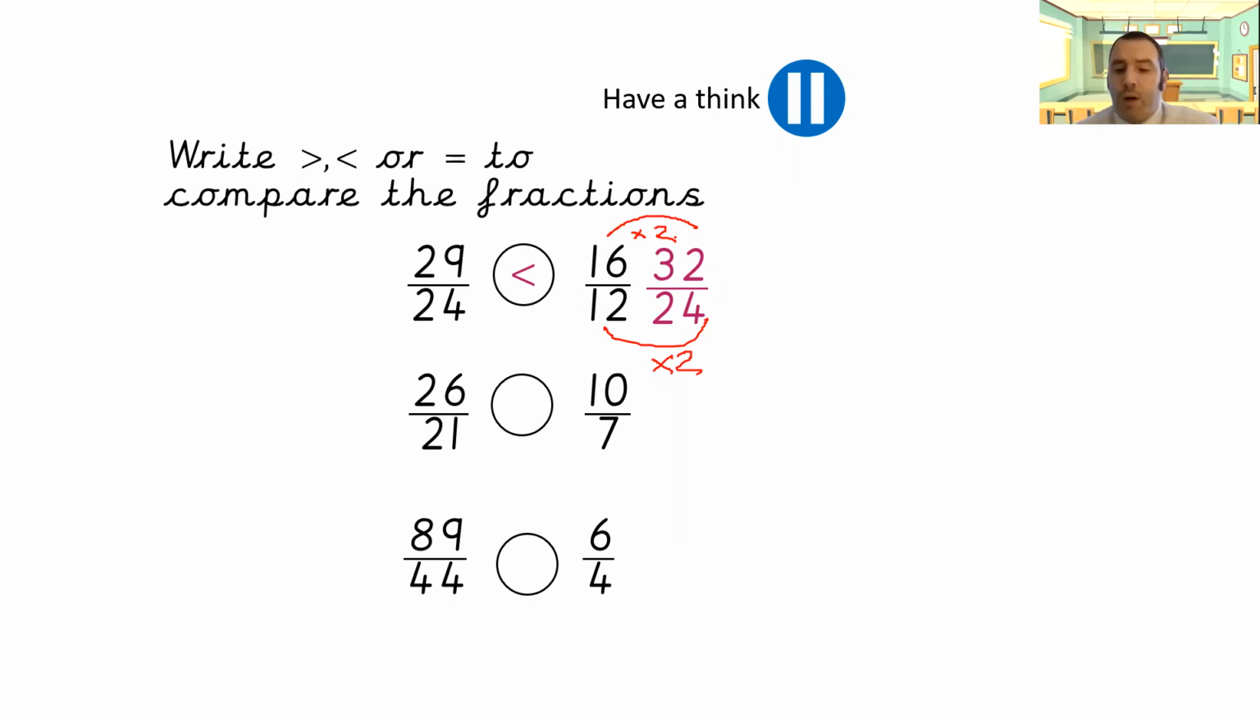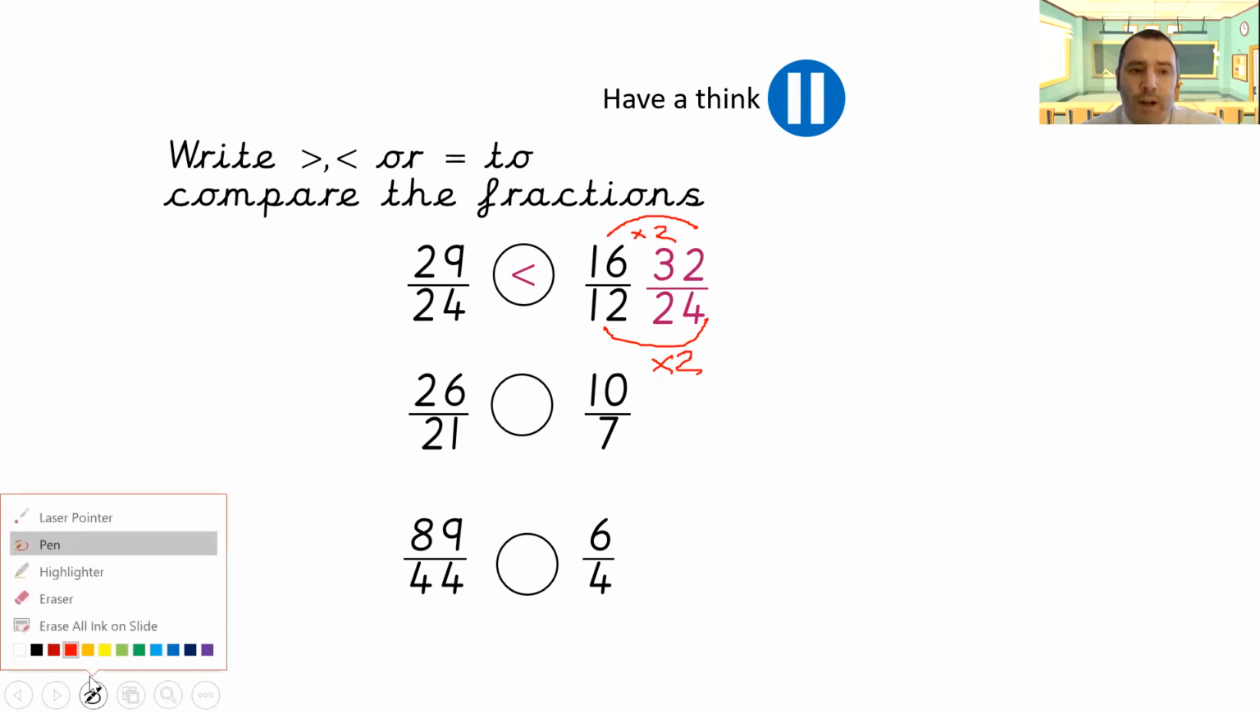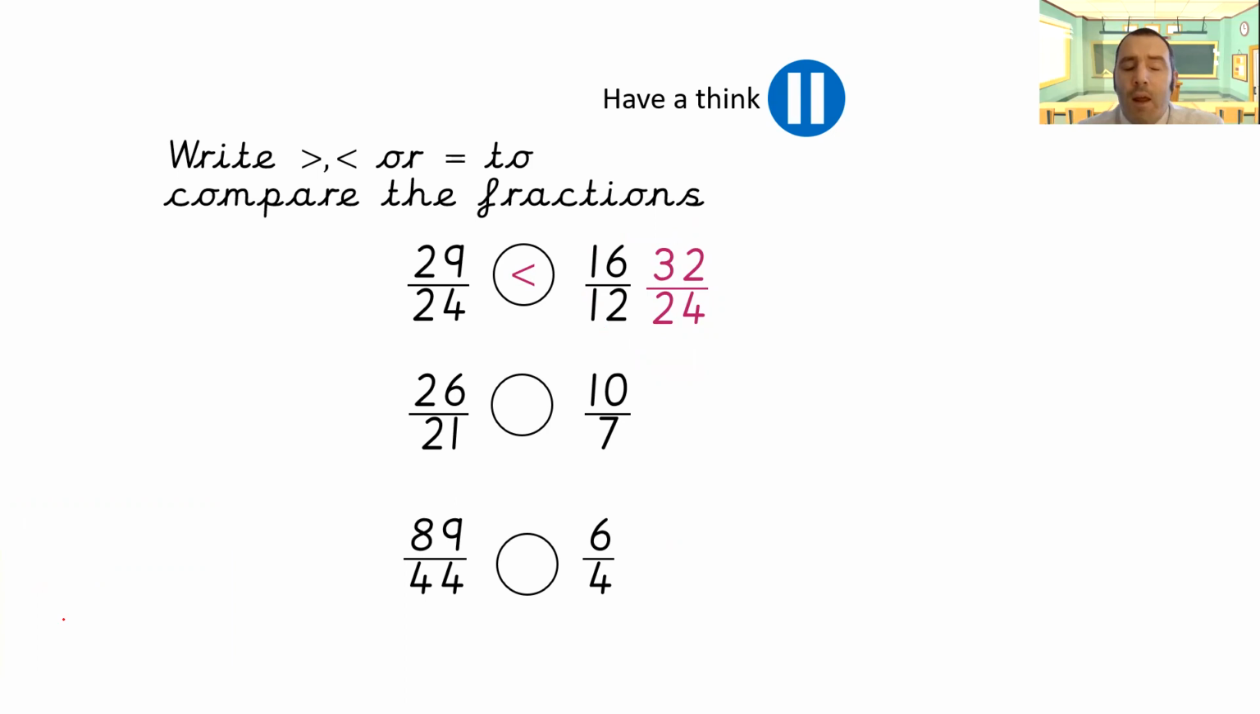If we look at our next one, 26 over 21 and 10 sevenths. We're going to do the same again. We're going to look at the relationship between our denominators. And here, if I multiply 7 by 3, I will get to 21. And remembering that what I do to my denominator, I need to do to my numerator. I've got 30 over 21.